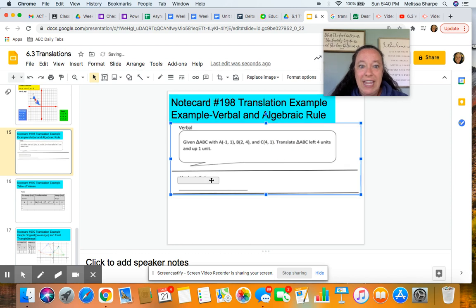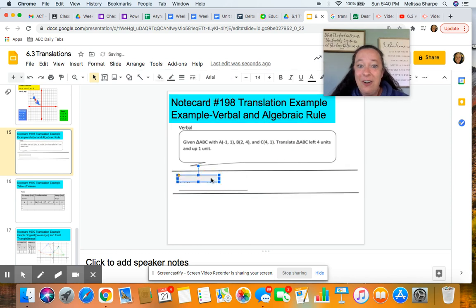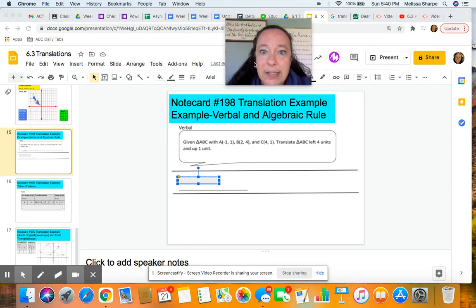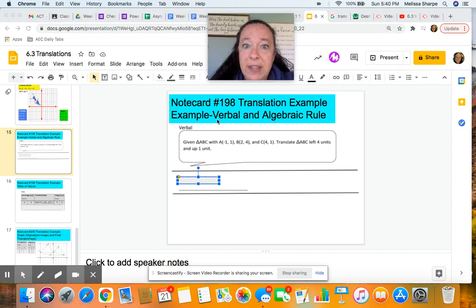All right, now we're moving into our next note card, 198, where I want you to write some of this stuff down. Okay, so this is a translation example. I just went over a bunch of examples with you, but I really want to take one where you have to do it on your own. So I want to do it piece by piece. And you'll notice over here on the left that there's going to be 3 note cards that go with this one example. Okay, so a translation example, this note card is the verbal and the algebraic rule.